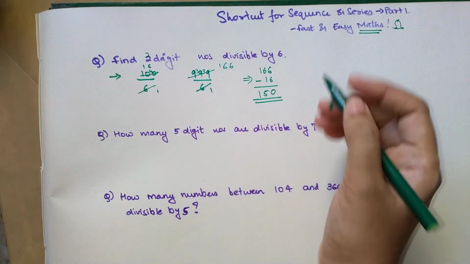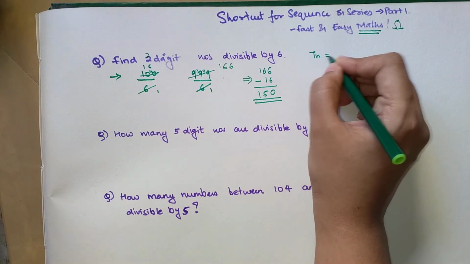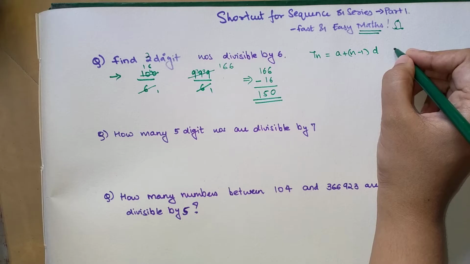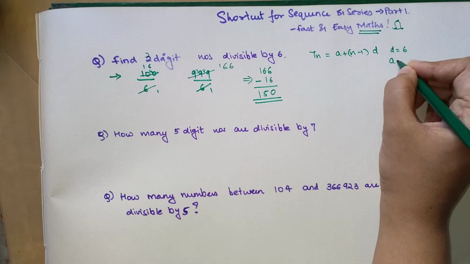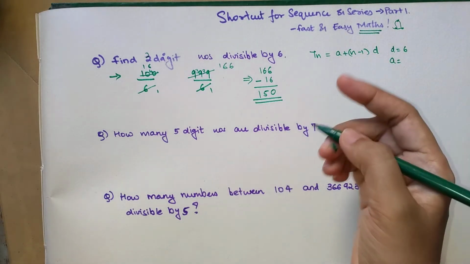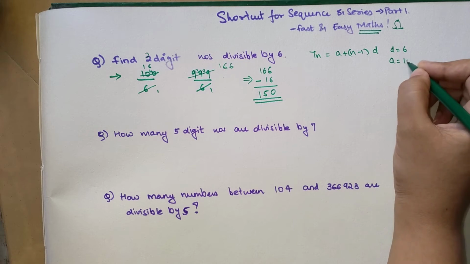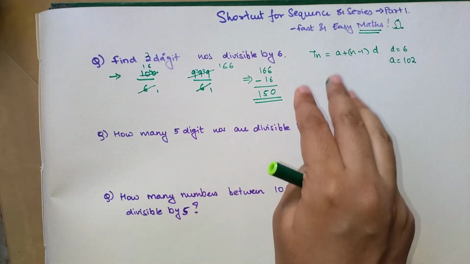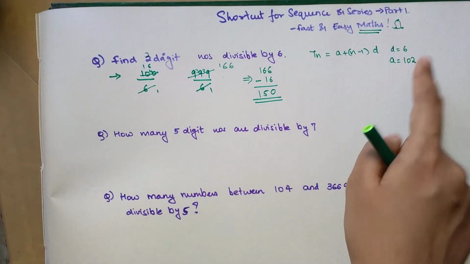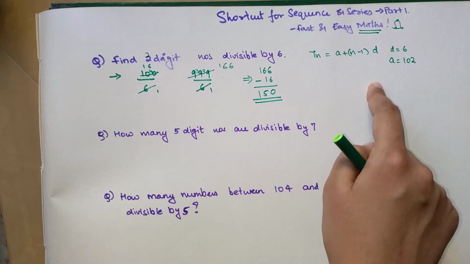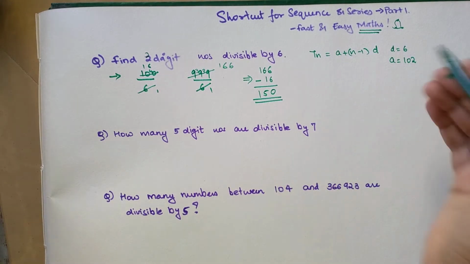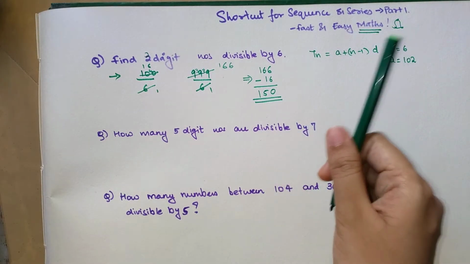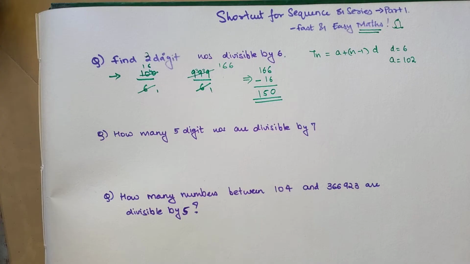So we do it with the formula Tn is equal to a plus (n minus 1) into d, where we know that d is equal to 6. a, the first three-digit number which is divisible by 6, is, I guess, 102, because the number which is divisible by 6 has to be divisible by 3 and 2. So I think 102 is the first three-digit number which is divisible by 3 and 2 as well. And in case you don't know all these divisibility tricks, then I'm going to put a link on top. Please go ahead and watch those videos, okay?